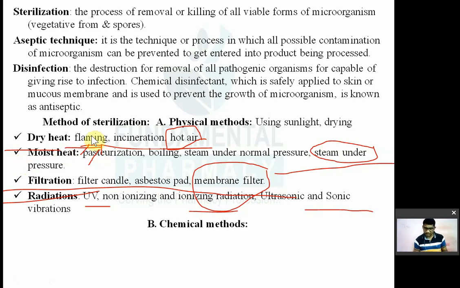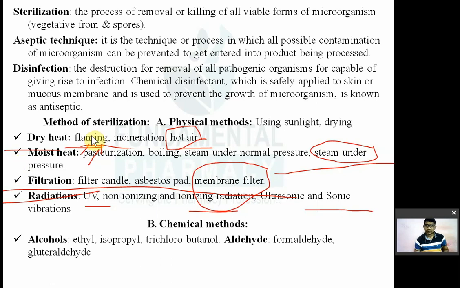Chemical method of sterilization uses different kinds of chemicals. That might be liquid, gas, or solid chemicals. First is alcohol. In alcohol you have ethyl alcohol, isopropyl alcohol, trichlorobutanol. Particularly, isopropyl alcohol is used for sanitization purposes. So isopropyl alcohol is used to sanitize.